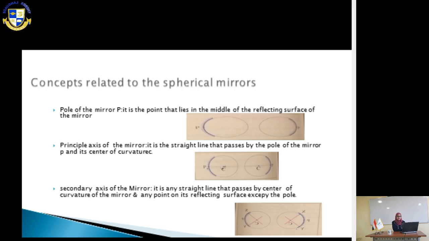What is the principal axis? It is a straight line between the center of curvature and the pole. What is the secondary axis? It is the distance between the center of curvature and any point on the reflecting surface except the pole. So here the pole B, and the principal axis and secondary axis. The distance between the center of curvature and the pole is the principal axis. The distance between the center of curvature and any point on the reflecting surface except the pole is the secondary axis. And the pole is the middle point on the reflecting surface.